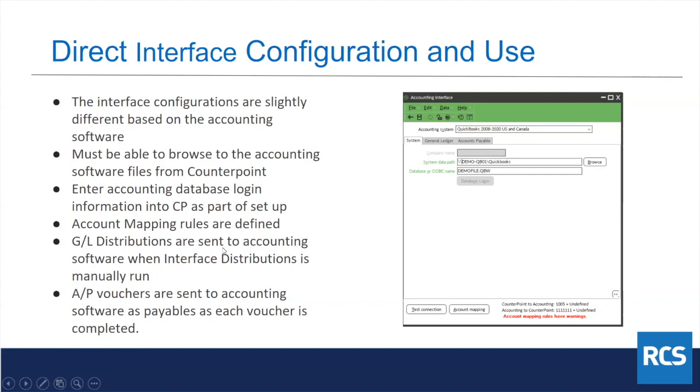Then when you want to actually send the distributions over to your accounting system, there is a screen where we go in and tell it that we want to send those GL distributions or journal entries over to the accounting system. And as far as vouchering goes, when we're entering our accounts payable vouchers, as soon as we complete one voucher, it is automatically going into your accounting system as a payable. So that's the direct interface.